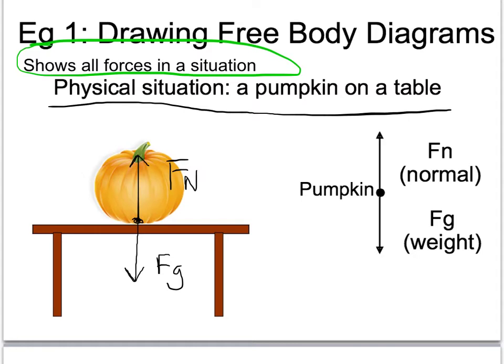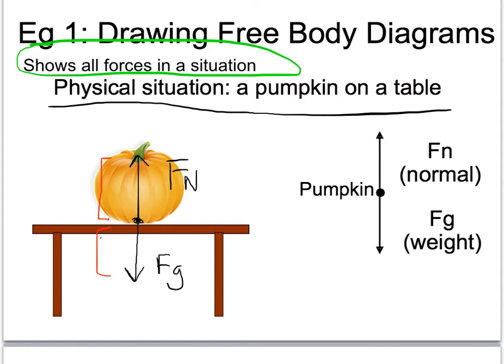Now, since the pumpkin is sitting still, that means these forces are balanced. And so what I've done is tried to make each of these vectors the same size. I don't know that I succeeded, but I tried. That shows that the pumpkin is not accelerating. We'll talk more about that later, but just so you know why I'm drawing the arrows, the vectors, the size that I draw them. Those are the 2 forces on the pumpkin.